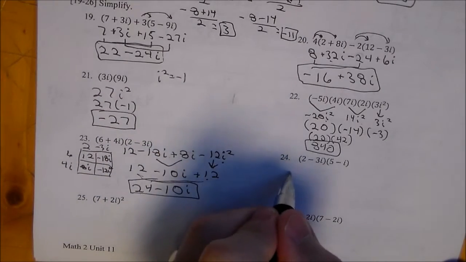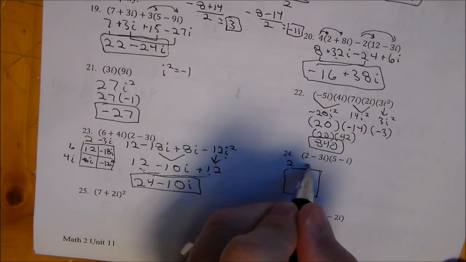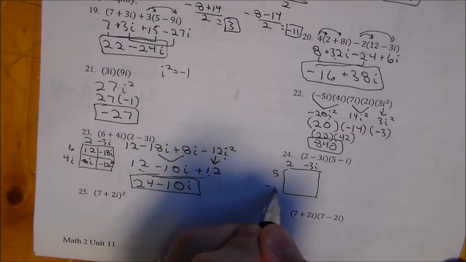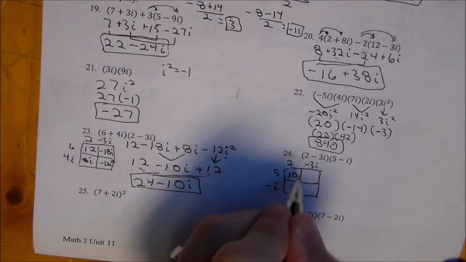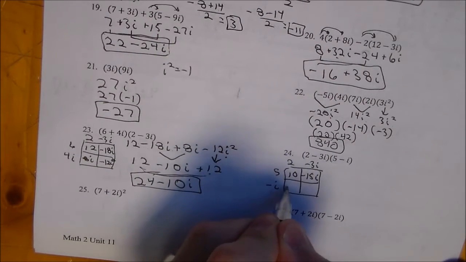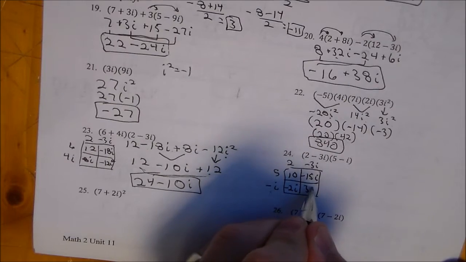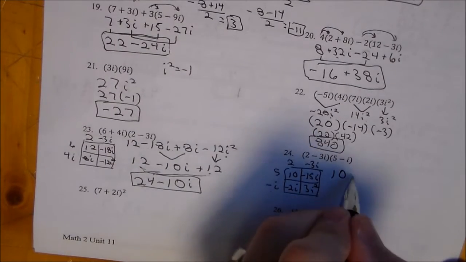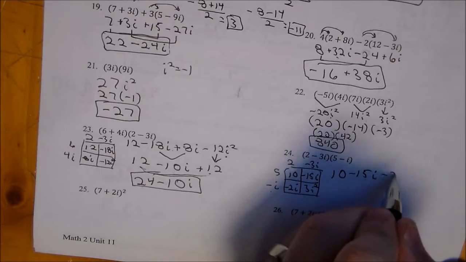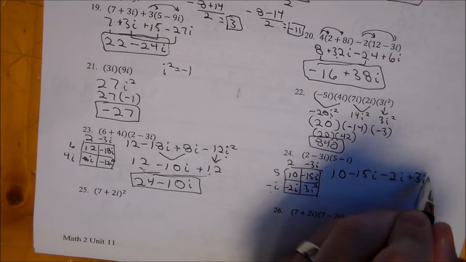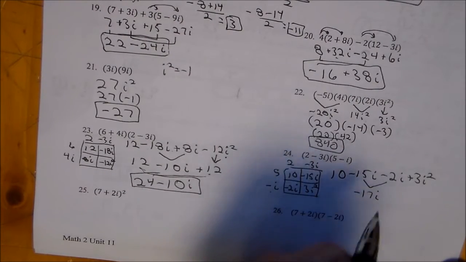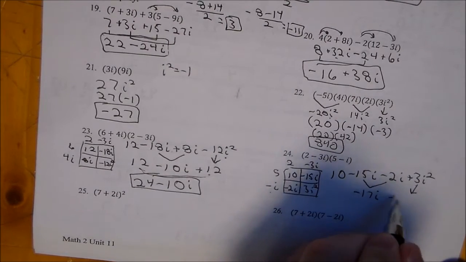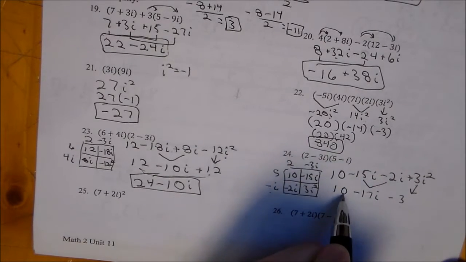For number 24, same thing. We're going to go 2 minus 3i and 5 minus i. Make sure you put the negative in front of the i so you don't miss it. We got 10 minus 15i minus 2i and 3i squared. So now we write them out. We got 10 minus 15i minus 2i plus 3i squared. These two, the i's, are going to become negative 17i. 3i squared becomes negative 3. So 10 minus 3 is 7 minus 17i.